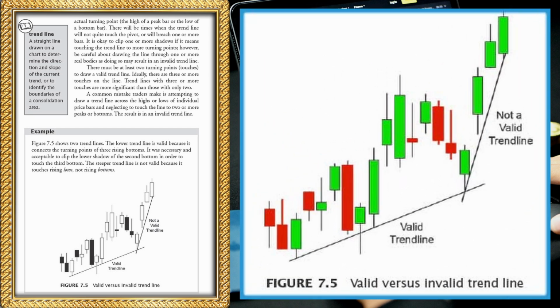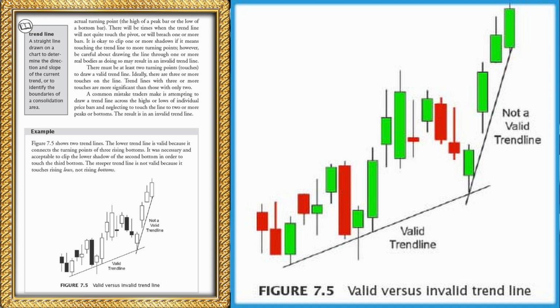Example: Figure 7.5 shows 2 trend lines. The lower trend line is valid because it connects the turning points of 3 rising bottoms. It was necessary and acceptable to clip the lower shadow of the second bottom in order to touch the third bottom. The steeper trend line is not valid because it touches rising lows, not rising bottoms.